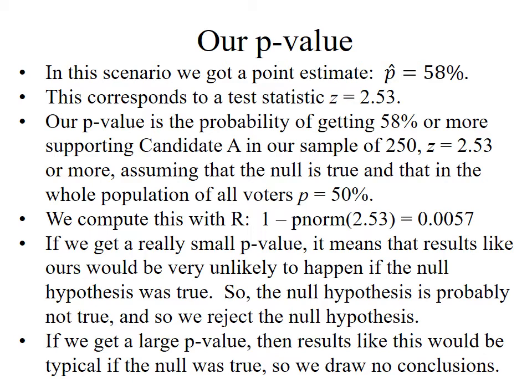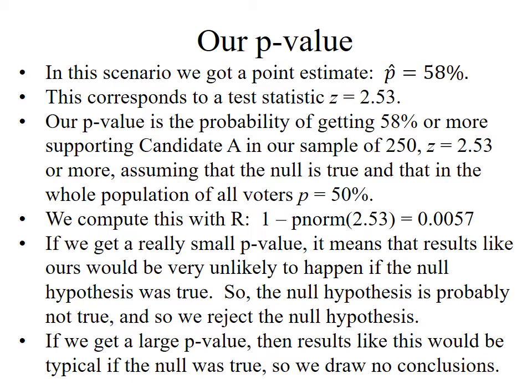We only care if p is greater than 0.5. And so we get 0.0057. That's small. Look at that. That's less than 1%. That's a very unlikely result. If we get a really small p-value, here's the logic. It means that results like ours would be very unlikely to happen if the null hypothesis were true. If the null hypothesis were true, there'd only be a 0.57% chance of getting what we got or more extreme. And we got it. We did the study once. We talked to one sample of 250 voters, and this is what we got. I got a result which should only happen less than 1% of the time.